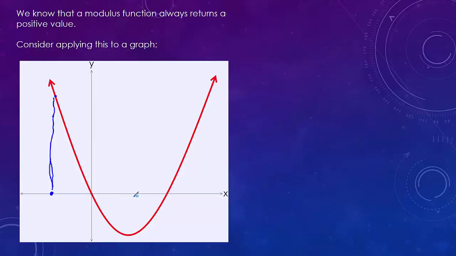Now, if you have a modulus around the outside of your function, you're not going to get these values down here. You're not going to get any negative values. Instead, you're going to return a positive value. So the parts of the graph that are above the x-axis, which have positive y values, will remain the same, but this section down here will end up being reflected upwards like so. So we'll follow the red here, then the blue around here, and then the red up this way.